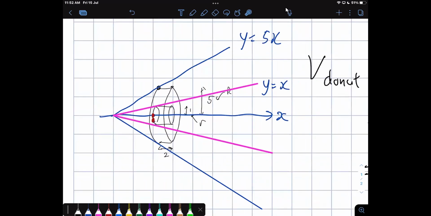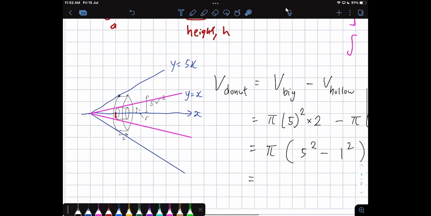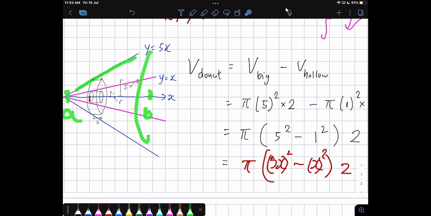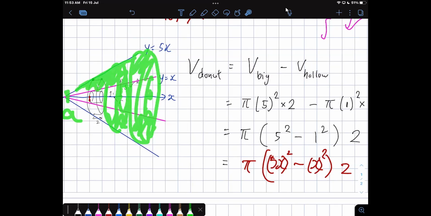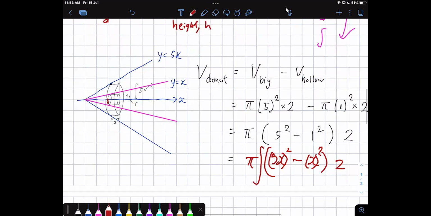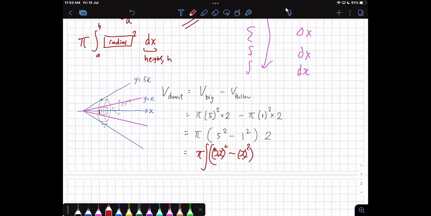In general, it's not just 5 squared minus 1 squared. It's (5x) squared minus x squared, then times pi, then times 2. But that is only for one such donut. We want all the donuts, let's say from a point A to a point B. Can you visualize all the donuts added together? You're very hungry, you want to eat many, many donuts. You get all the donuts in this entire region here and here. Then that just means you need to take the integral. Instead of 2, it will change now. No longer a 2, it's a dx. Sorry, it's getting a bit messy. Let me write it neatly.